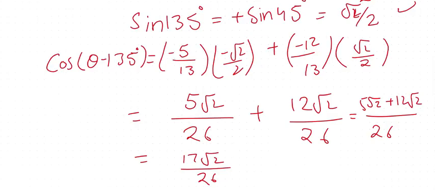Oh, sorry. I think we have a minus over here, so I put the minus, because we get minus 12 square root of 2. When we do minus 12 plus 5, we get minus 7, okay? So this is the required answer of cos(theta minus 135 degrees). This is the required answer.